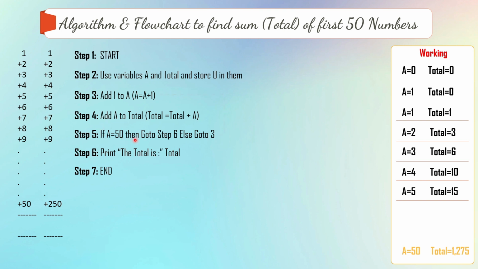We have written here, if A is equal to 50, then go to step 6. It will come here and then it will print the total is total. So the total is 1275 and it will print it. And the flowchart will end and the algorithm will end here. Correct?